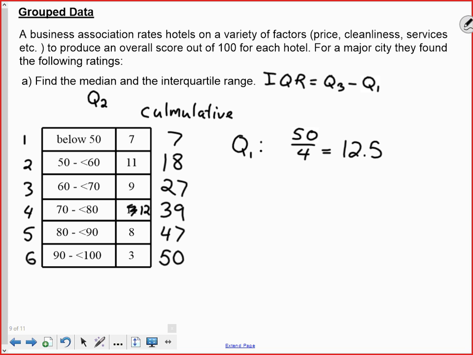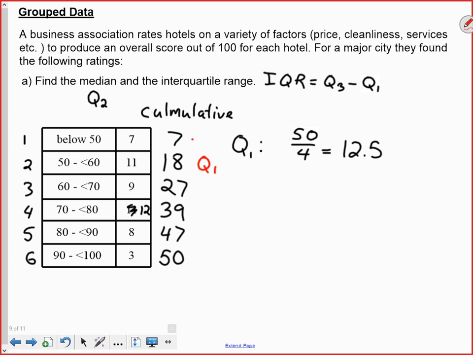So let's see, if we start up at the top, the first row, we have 7, which is not enough. But by the time we get to the end of the second row, we've accumulated 18. So we know that somewhere in this second interval from 50 to 60 is our value for Q1. It's not at the beginning of that interval, because if it was, we only have 7. At the end of that interval, we have 18, which is too many. It's somewhere in the middle of that interval.